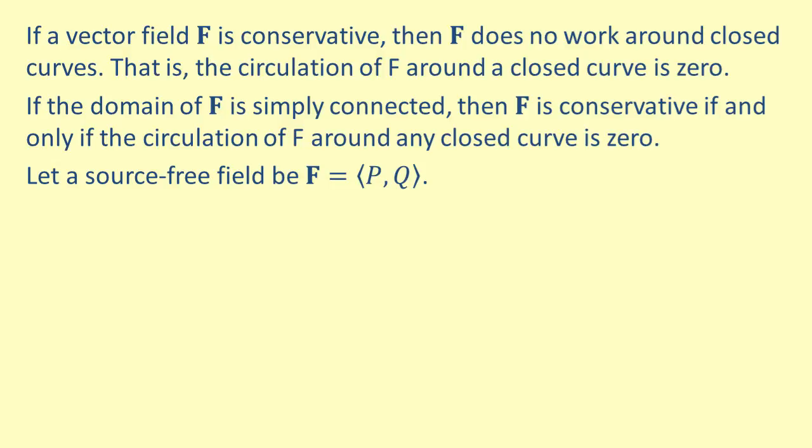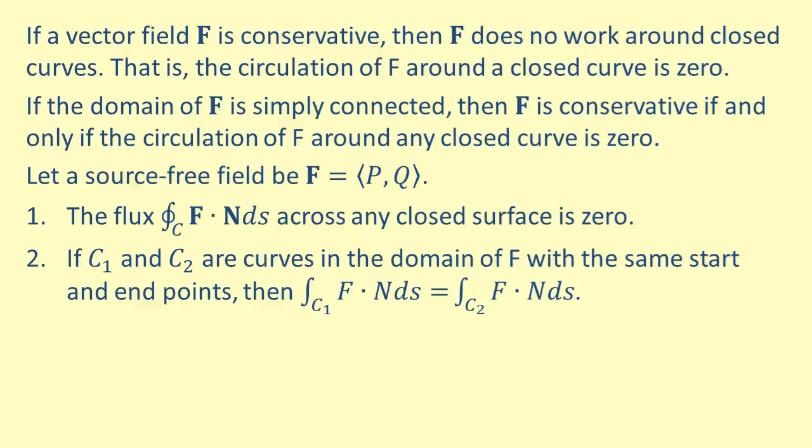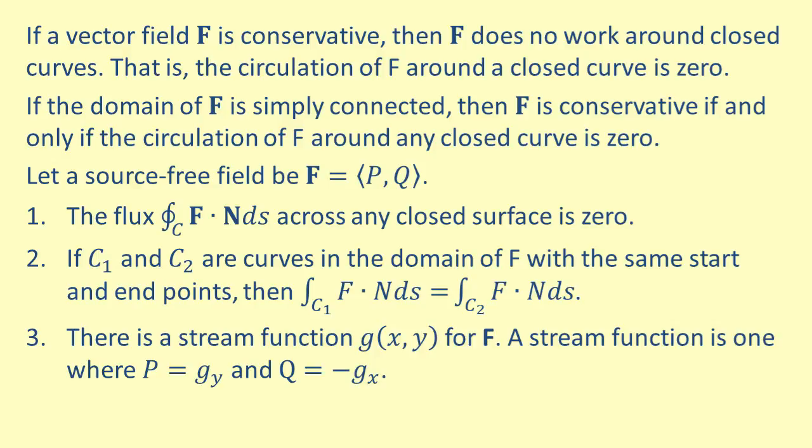On a simply connected domain, a source-free field can be defined in multiple equivalent ways. If we let F be the vector field (P, Q), we have the following definitions. The first possible definition states that the flux across any closed surface is zero. The second possible definition states that the flux across any closed curves are equal. The third possible definition states that the vector field F has a stream function g. The fourth possible definition is P sub x plus Q sub y equals 0.